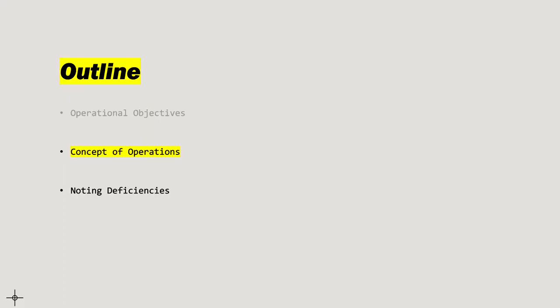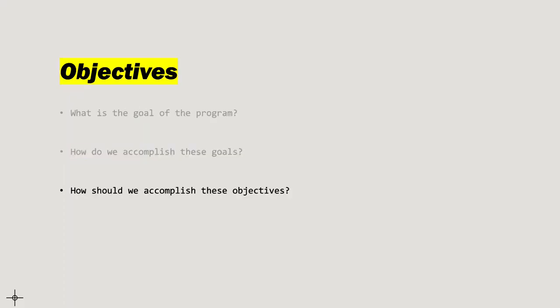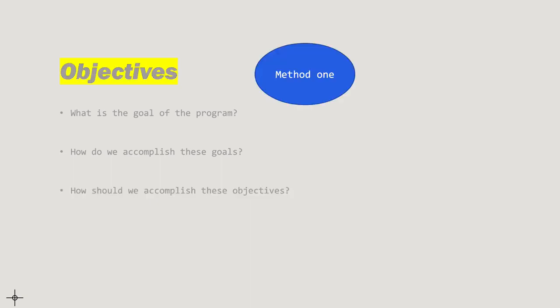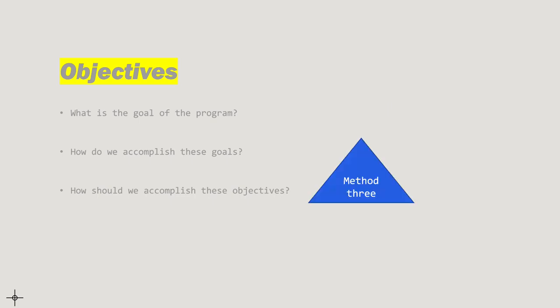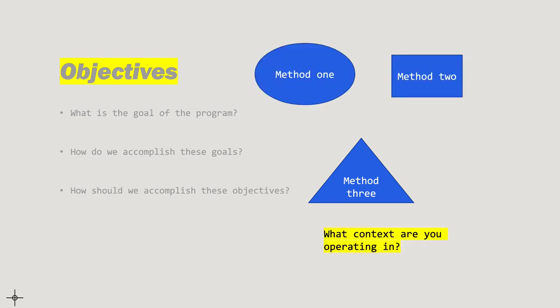Alright, let's go over the concept of operations. In addition to the previous questions, we should ask, how should we accomplish these objectives? We can have a method 1, a method 2, and yes, even a method 3. A really good question to ask yourself, what is the context that you operate in? Are you working with people who love ovals, rectangles, triangles? Really ask yourself, what is the operational context?